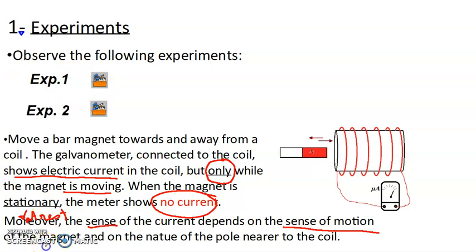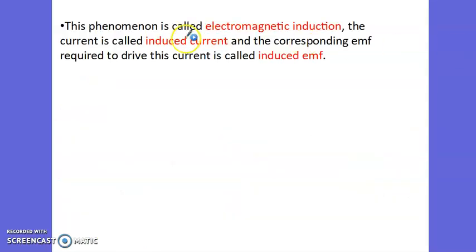The sense of the current depends on the sense of motion of the magnet, and also on the nature of the pole nearer the coil. Okay? This phenomenon is called electromagnetic induction. That is the appearance of electric current in the coil when there is a relative motion between the coil and the magnet. This phenomenon is called electromagnetic induction.